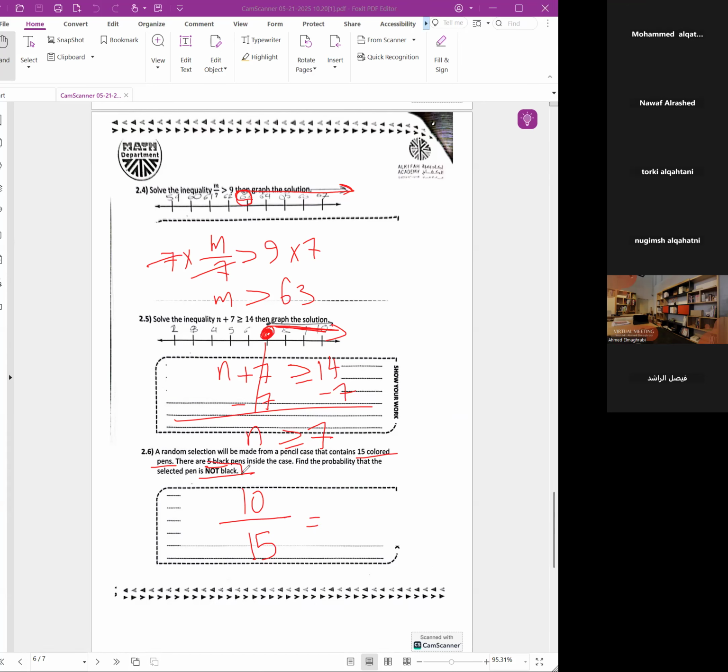Not black, 10 out of 15. So we divide by 5, up and down. Divide by 5, it's going to be 2 over 3. So this is the probability of not black.